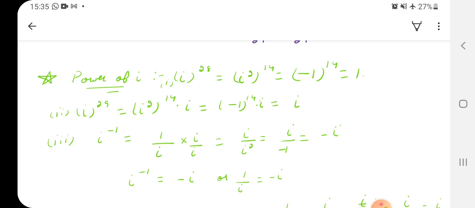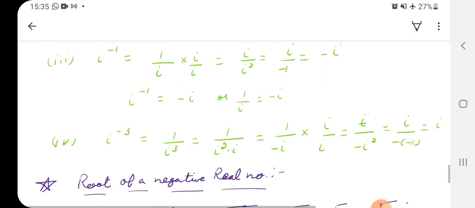Now if we have to solve negative powers of iota, suppose we have iota power minus 1. So it will be what? It will be 1 by iota, right? If we have 1 by iota, with iota in the denominator, we have to rationalize the number. So multiplying and dividing by iota, we will get iota by iota square. Iota square is always minus 1, so we will get minus iota. So iota power minus 1 will always be minus iota.